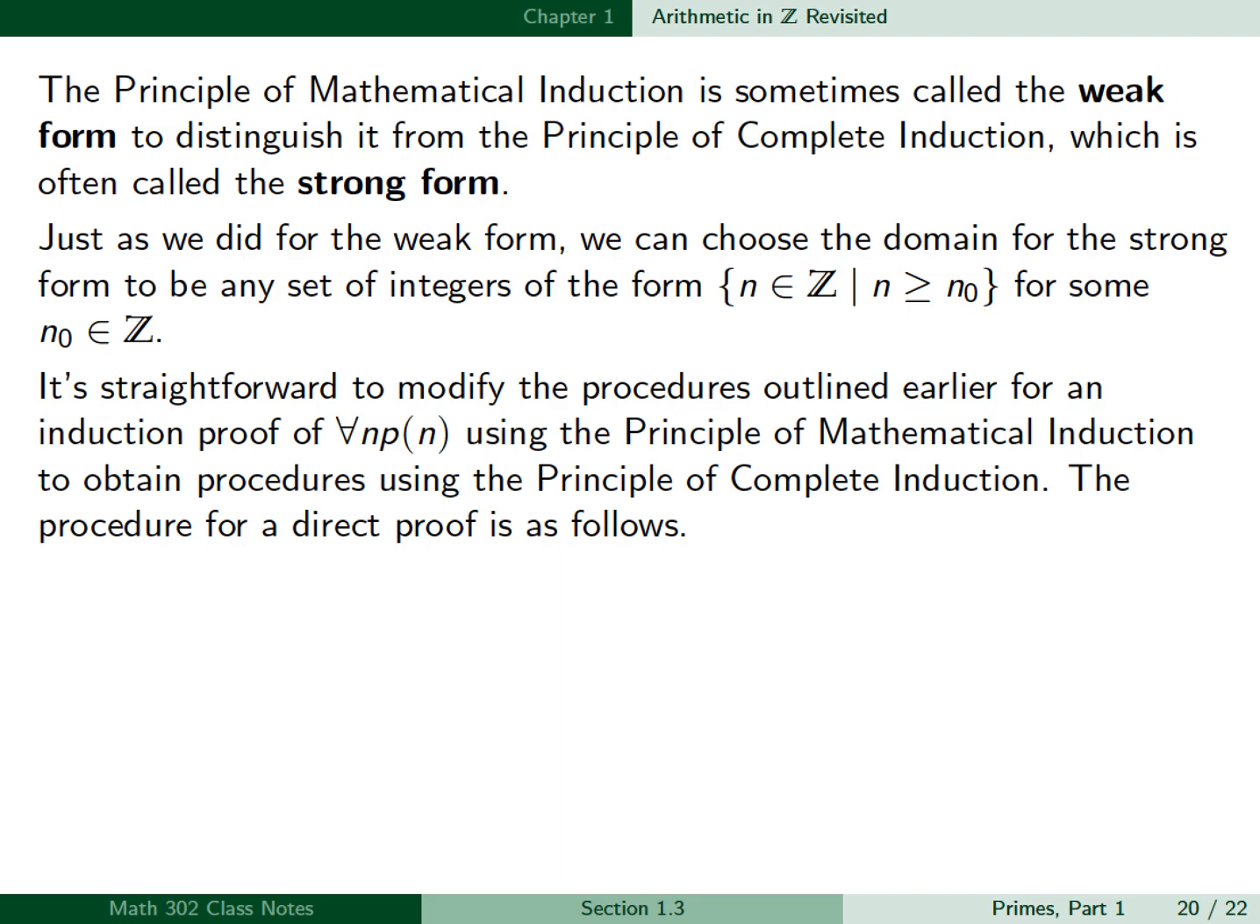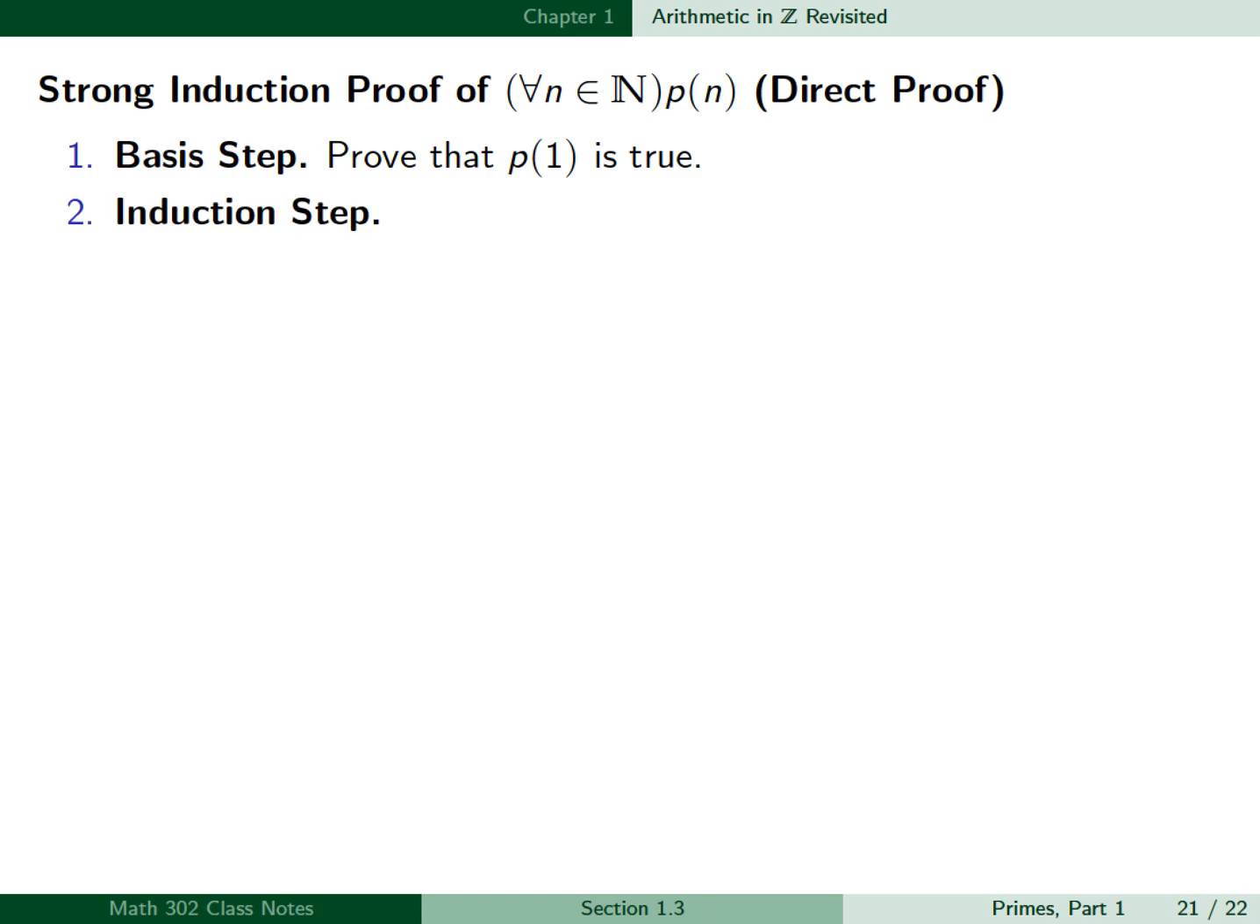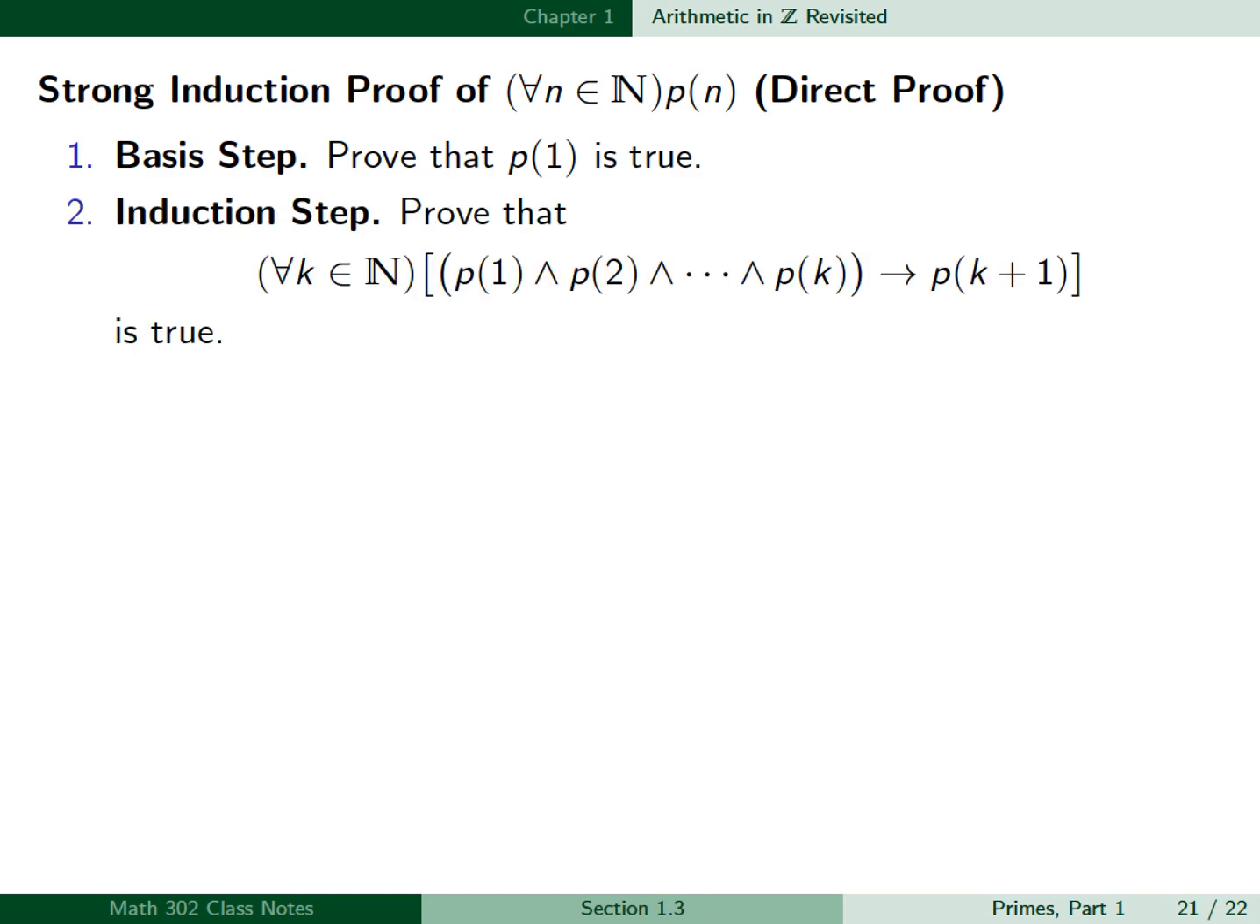So the procedure for a direct proof is as follows. So this is a strong induction proof of for all n in N, P(n). So we have the basis step, which is identical to the basis step for weak induction. We need to prove that P(1) is true. And then second, we have the induction step. And for this, we need to prove for all k in N, P(1) and P(2), all the way down to P(k), implies P(k+1) is true.